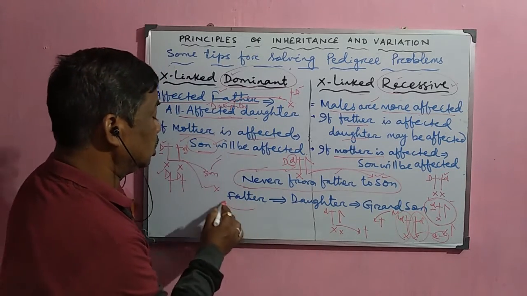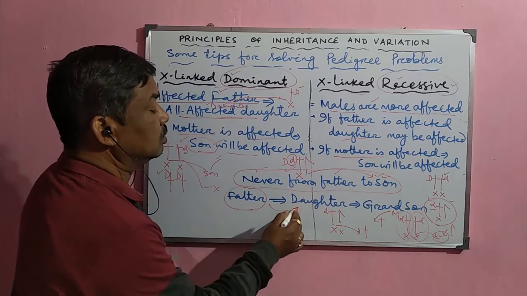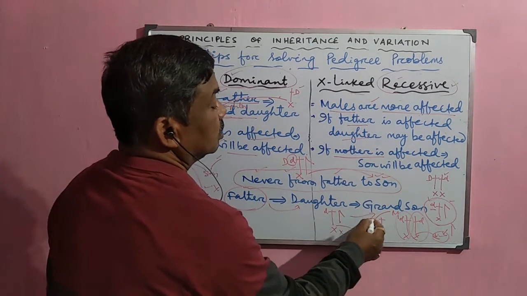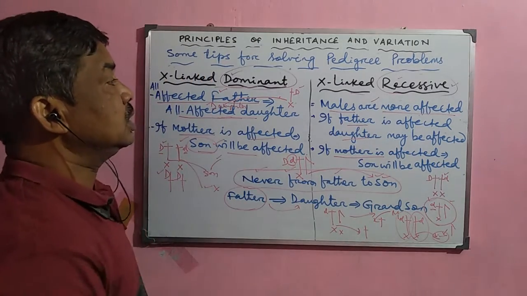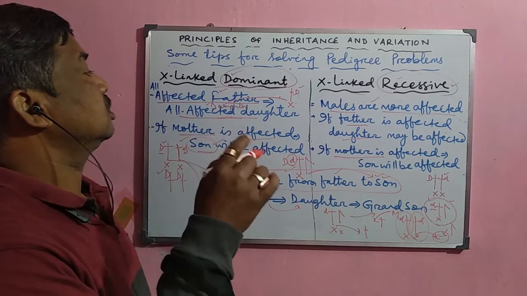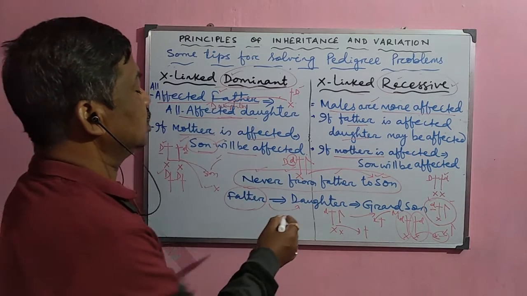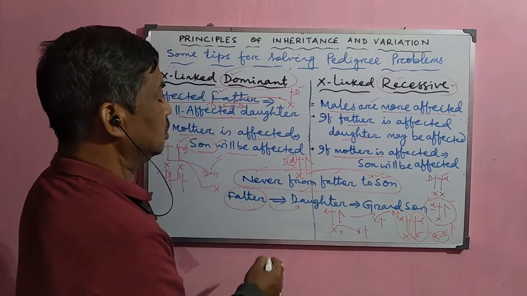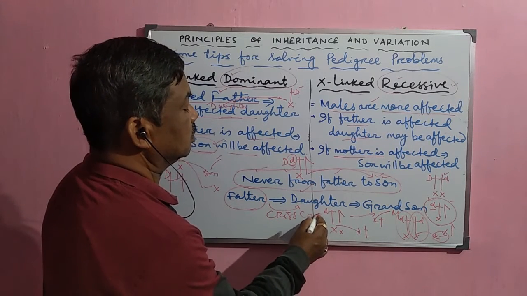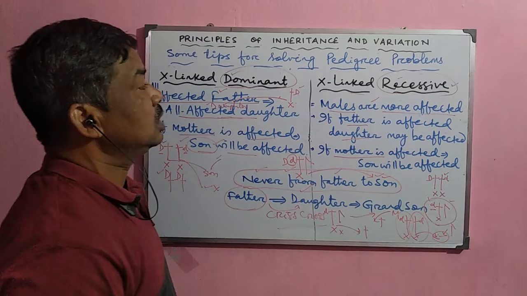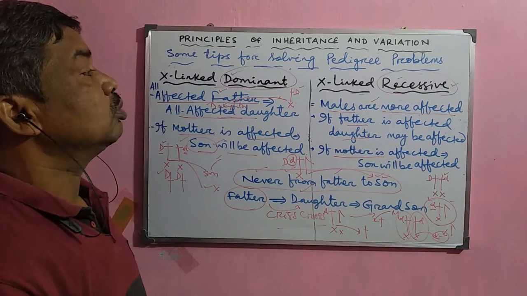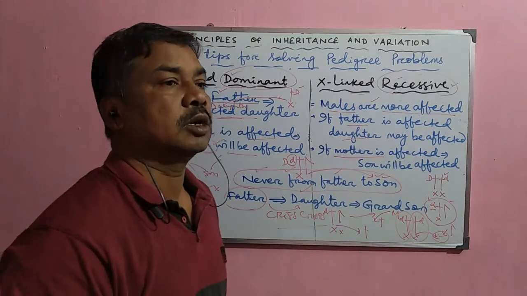But these disorders normally transmit from father to daughter and from daughter to grandson. This is the pattern of inheritance of X-linked recessive or X-linked dominant; both are transmitted in this way. This type of inheritance pattern is called the criss-cross inheritance pattern, and there are many X-linked disorders, like hemophilia, color blindness, etc.